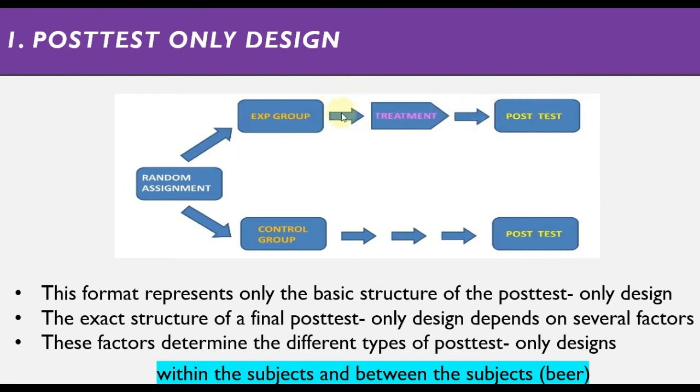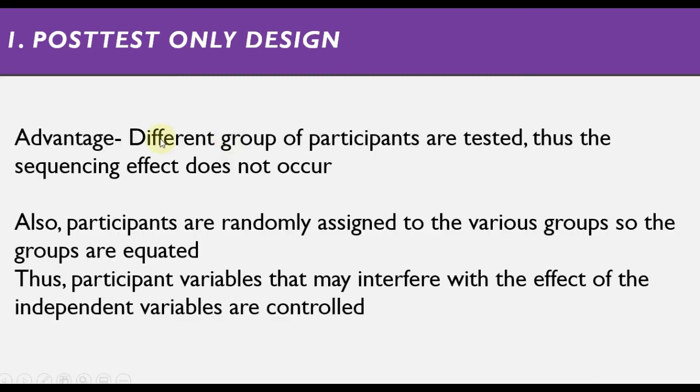Okay? We check whether there is a change in the participants who drank 1 bottle, 2 bottles, 3 up to 5 bottles. Then we take their post-test and compare it to the control group. But of course, for the control group, we don't administer anything. The advantage of this is that different groups of participants are tested, thus sequencing effect does not occur. Also, participants are randomly assigned to the various groups so that the groups are equated. Thus, participant variables that may interfere with the effect of the independent variable are controlled.